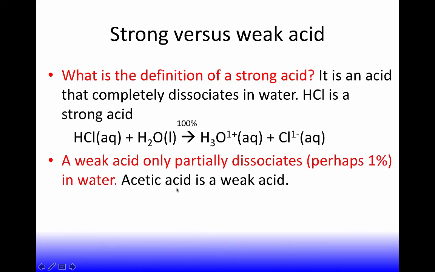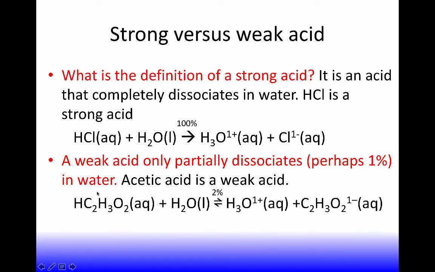It breaks apart between 1 and 2%. So here you can see this is acetic acid. This is water. Do you notice that the water is gaining a hydrogen from the acetic acid, but only a little bit of it, maybe 2% of the acetic acids are going to give up a hydrogen to form the hydronium ion. So you get a little bit of the acetate ion and a little bit of hydronium ion, but this is considered weak because it doesn't completely go. The reaction doesn't go 100%.